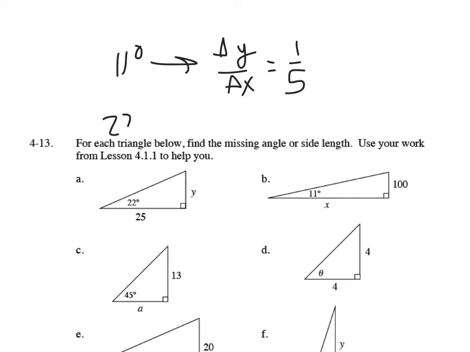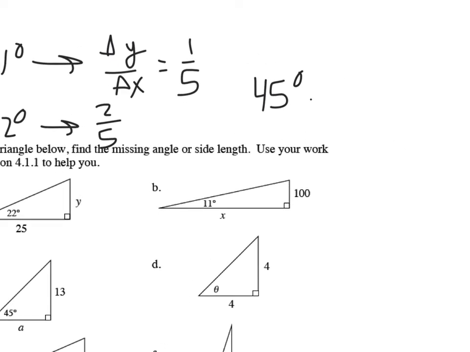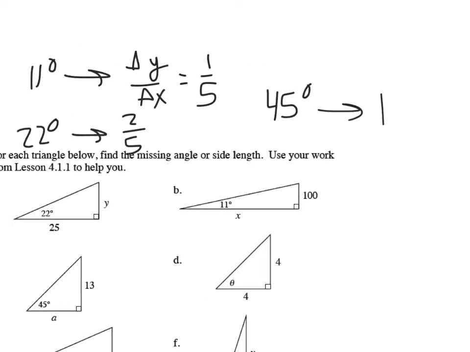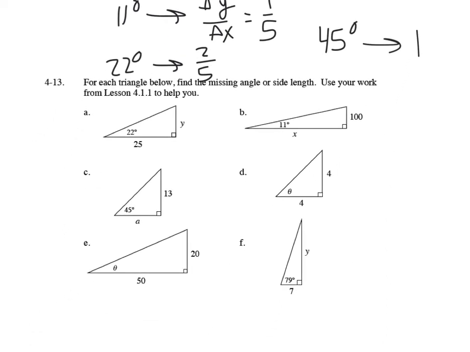Another thing that we established yesterday was that if we had a 22-degree angle, that slope ratio was 2/5. And the last component that we did yesterday, and I hit on in the warm-up, was that if we have a 45-degree angle, we know that the slope ratio is 1. And so that was an isosceles triangle.